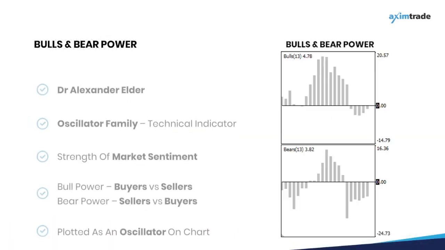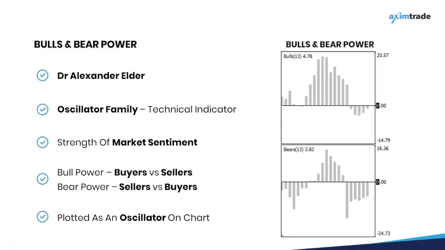The Bulls and Bear Power indicators are oscillators developed by the well-known technical analyst Dr. Alexander Elder, which are part of the oscillator family of technical indicators, and they are used to measure the actual strength of market sentiment. The main purpose of the Bull Power indicator is to estimate the relative strength of buyers versus sellers in the market at any given time, whereas the Bear Power indicator is simply the inverse of Bull Power.